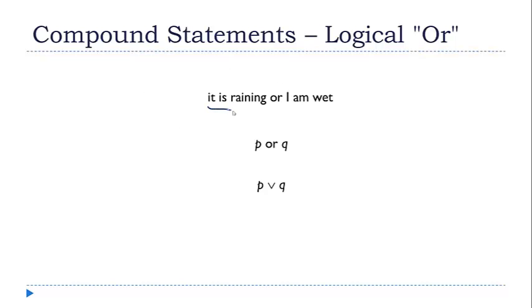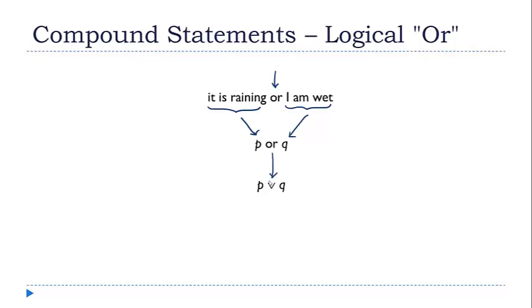I've got the same two logical statements. It's raining and I am wet. And this time I'm connecting them with the English word or. And I'm going to translate that into a symbolic statement the exact same way. It is raining becomes P. I am wet becomes Q. And I have a new symbol here. The symbol for or is this stylized V. Looks a lot like a V, but the font is a little different. So it's kind of a V shape.